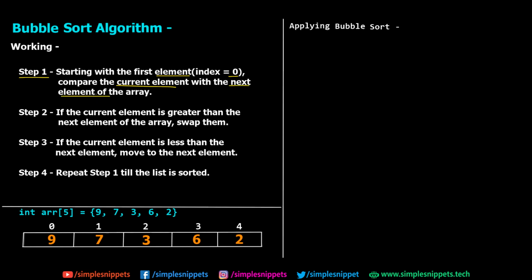So the comparison is happening. After the comparison happens, we check if the current element is greater than the next element of the array. And if it is greater, then we have to swap them. Now this is obviously when we want to perform sorting in ascending order.